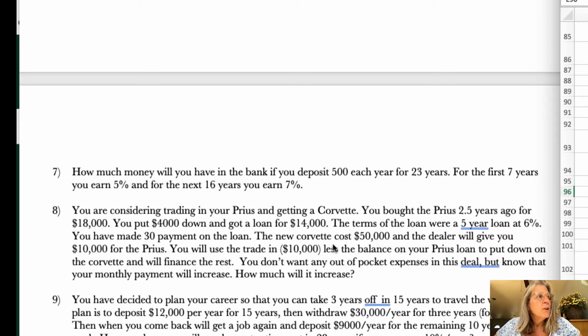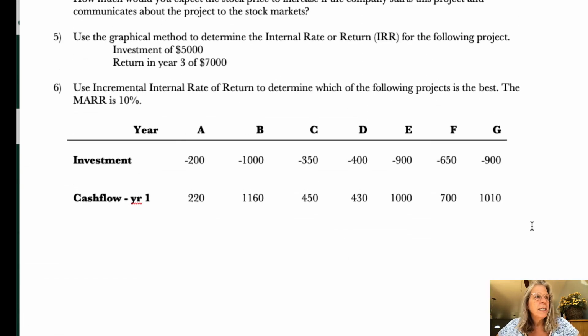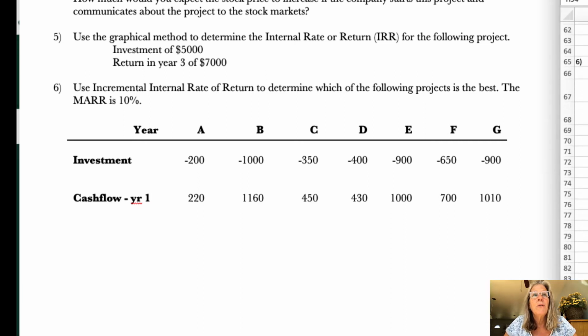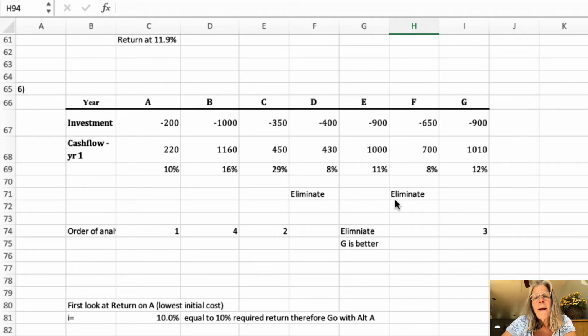In this video, we're going to look at problem number 6 and look at using incremental internal rate of return to choose between those projects that are listed A through G. So the first thing we need to do is to calculate the internal rate of return of each of the projects and look for those that are less than the minimum required rate of return, which is 10% in this case. So I went ahead and copied that table into Excel and then calculated the rate of return.